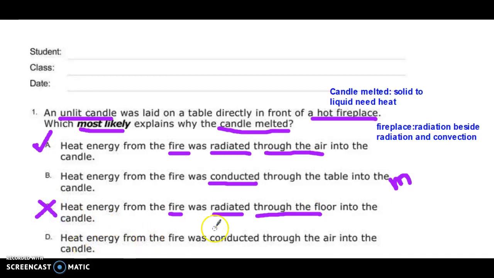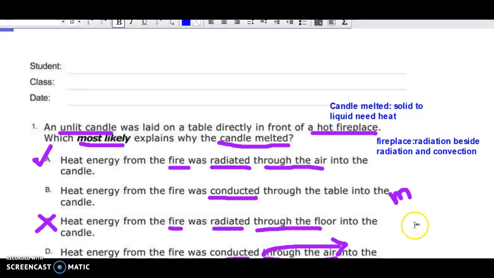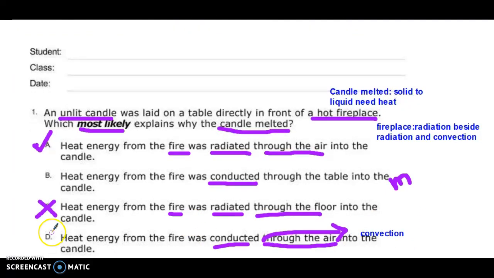Heat energy from the fire was conducted through the air. We all know that this one is wrong, because if it's through the air, then that's going to have to be, and I'm not going to even try to write with this, that is convection. So we know the answer to that is here. So that makes this answer incorrect.